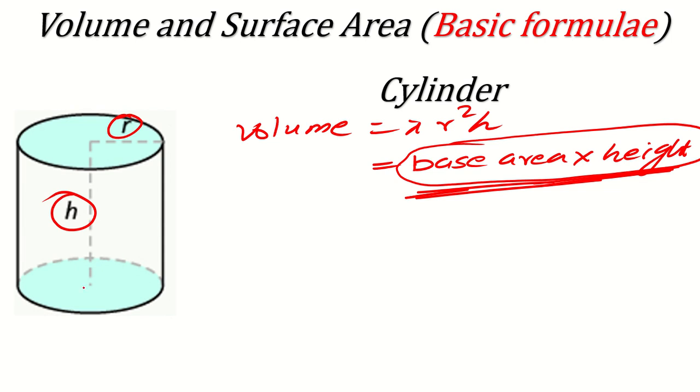So you can verify with this also. What is the base here? Base is a circle, and what is the area of the circle? Pi r square. And what is the height? h. So area of the base means pi r square, multiplied by height means h.